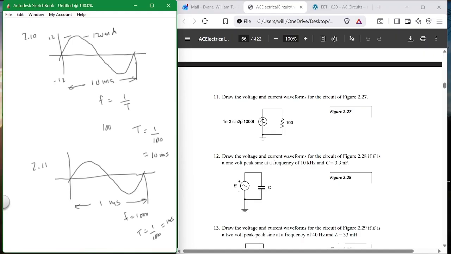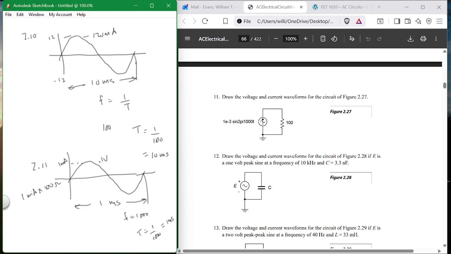Okay, and the value of that is what? What is the value of the voltage through the 100 ohm resistor? It's this value, 1 milliamp, times 100 ohms, or 0.1 volt. So it's either 1 milliamp or 0.1 volt at the peak. Minus peak would be minus 0.1 volt.